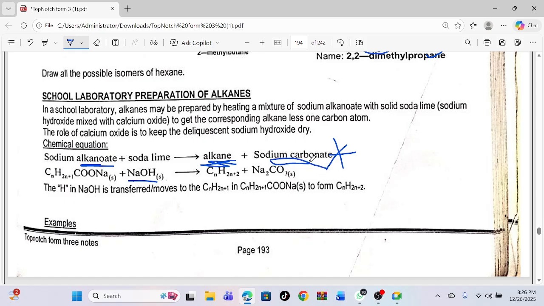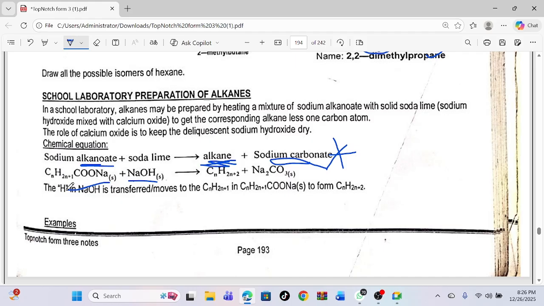That's kitu ya kwanza ambayo unafaa ujue. Kitu ya pili ambayo unafaa ujue is this formula CnH2n+1 COONa, you have to follow it. If you want to prepare methane, you will take the one that follows. For example, if I want to prepare methane, I will take sodium ethanoate. If I want to prepare ethane, I will take ile iko nyuma yake.